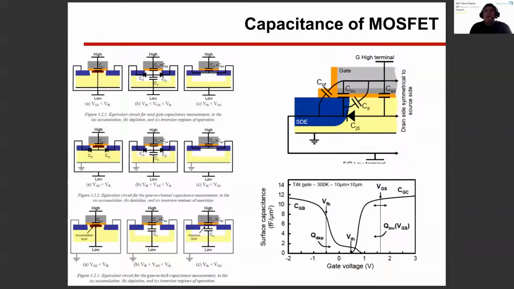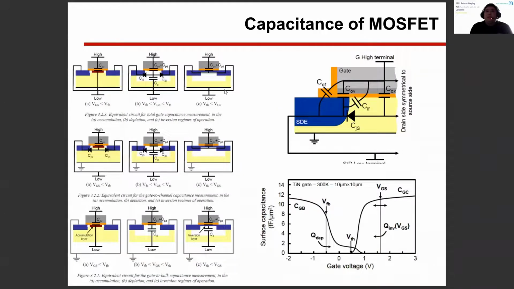Hi, in this video, we're going to discuss the short channel effects, which are one of the most significant factors in modern semiconductors. As you see, there are some kinds of capacitances in MOSFET structures.